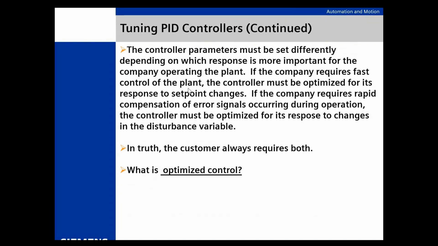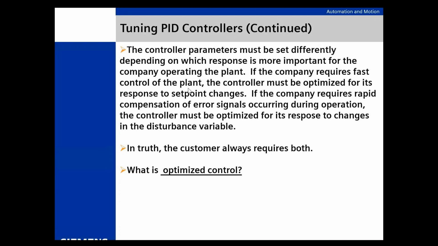Controller parameters. It says they must be set differently depending on which response is more important. We talked about it earlier. There's a trade-off. It says, in truth, the customer requires both. Absolutely. The customer wants perfect control. Well, good luck with that one. It may not be possible.